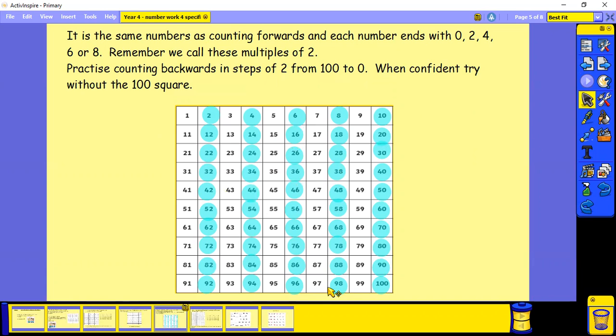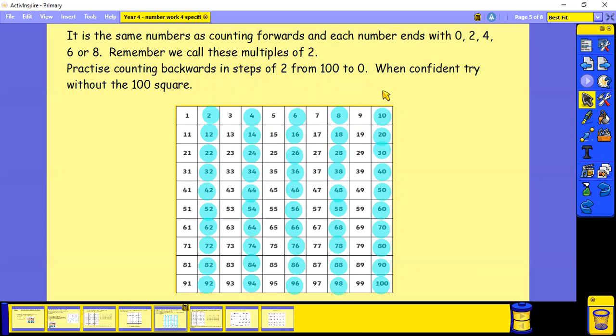100, 98, 96, 94, 92, 90, 88, 86, 84, 82, 80, 78, 76, 74, 72, 70, 68, 66, 64, 62, 60, 58, 56, 54, 52, 50, 48, 46, 44, 42, 40, 38, 36, 34, 32, 30, 28, 26, 24, 22, 20, 18, 16, 14, 12, 10, 8, 6, 4, 2, 0.